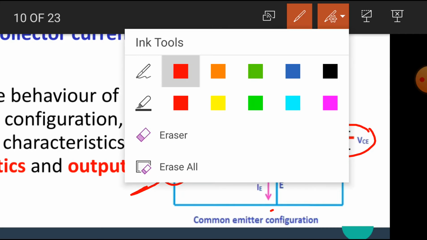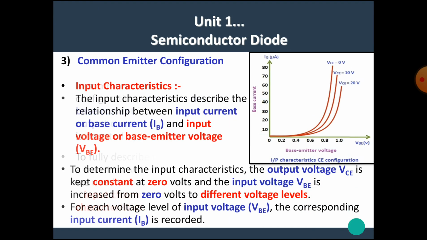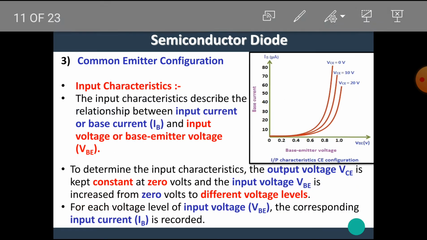Now let's see the operation. Due to the forward bias applied across this junction, the emitter current flows, and due to this reverse bias voltage, the collector current flows. We know that the base current is the input current and the collector current is the output current.